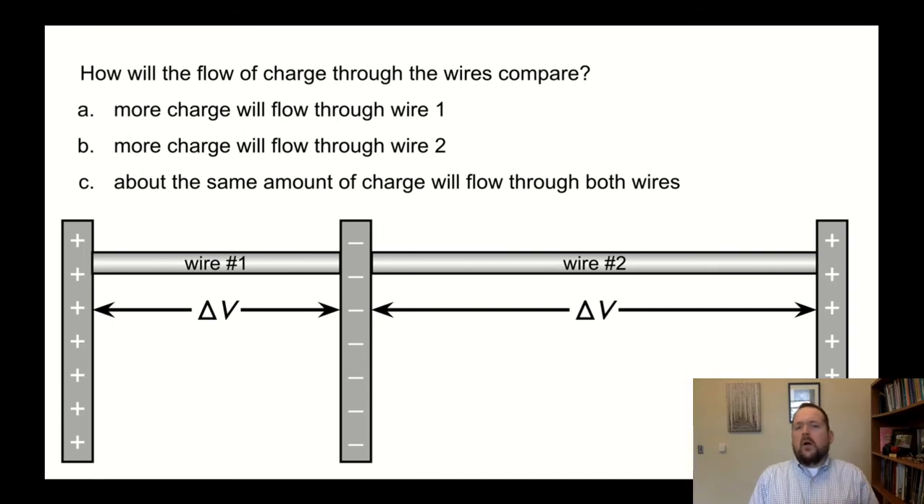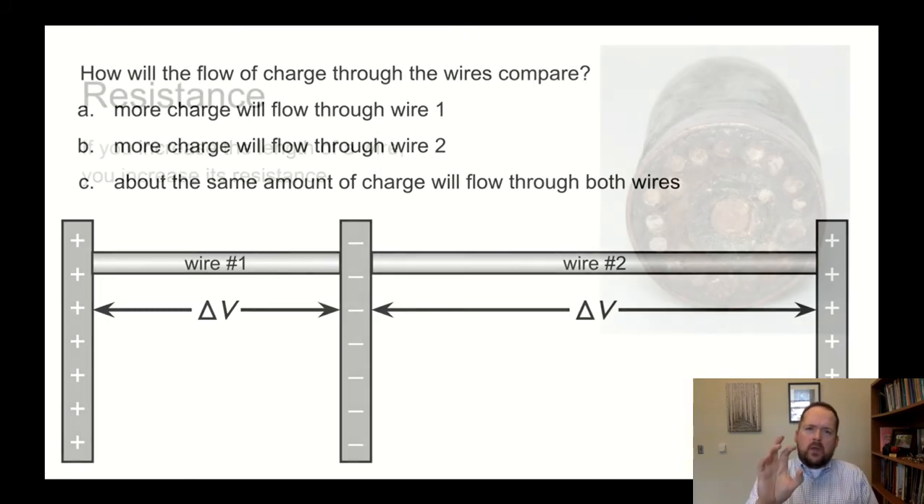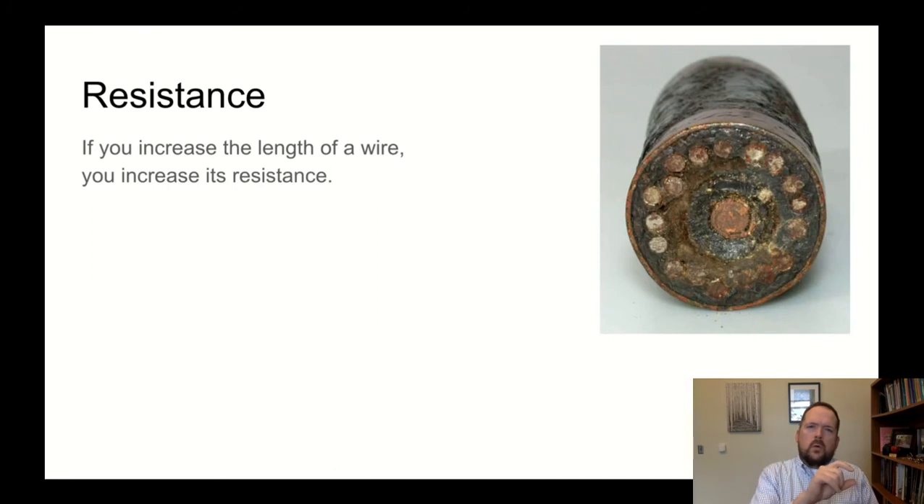Just like it's actually harder to push water through a 100-foot hose than it is to push it through a 10-foot hose. So more is going to flow through wire 1. And we can put all of these ideas about the individual parameters together into a single model for resistance. So if you increase the length of a wire, you make it more resistant, which is what we just said. We could write this as a mathematical statement as R is proportional to L, the length of the wire.